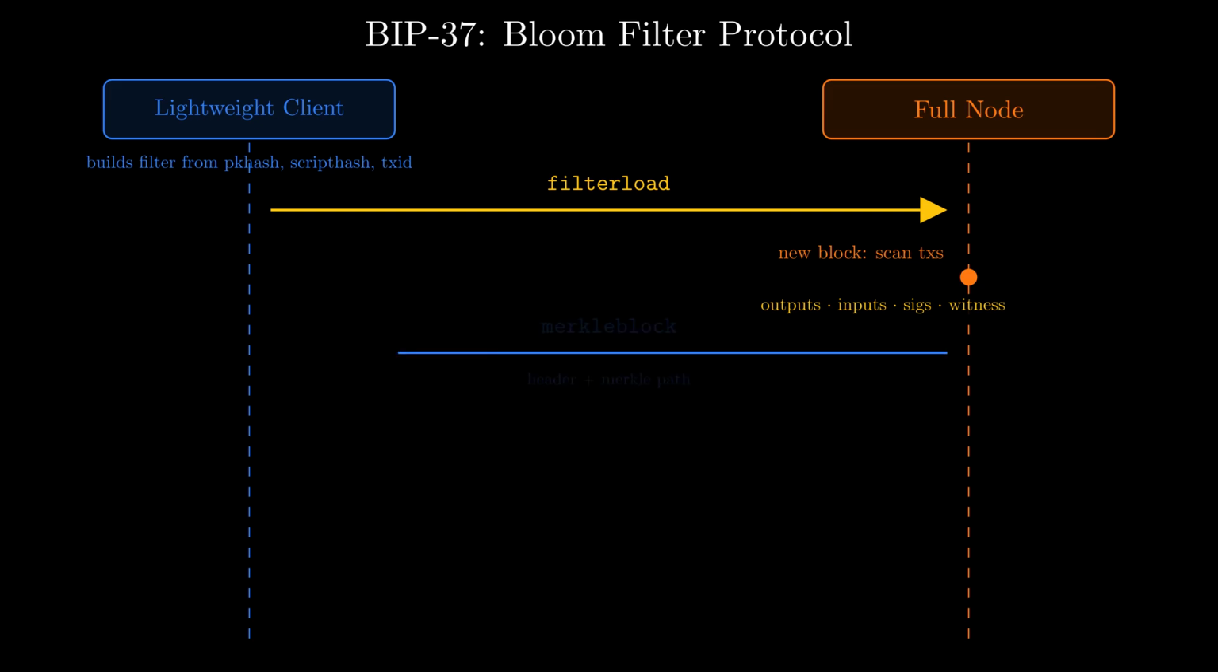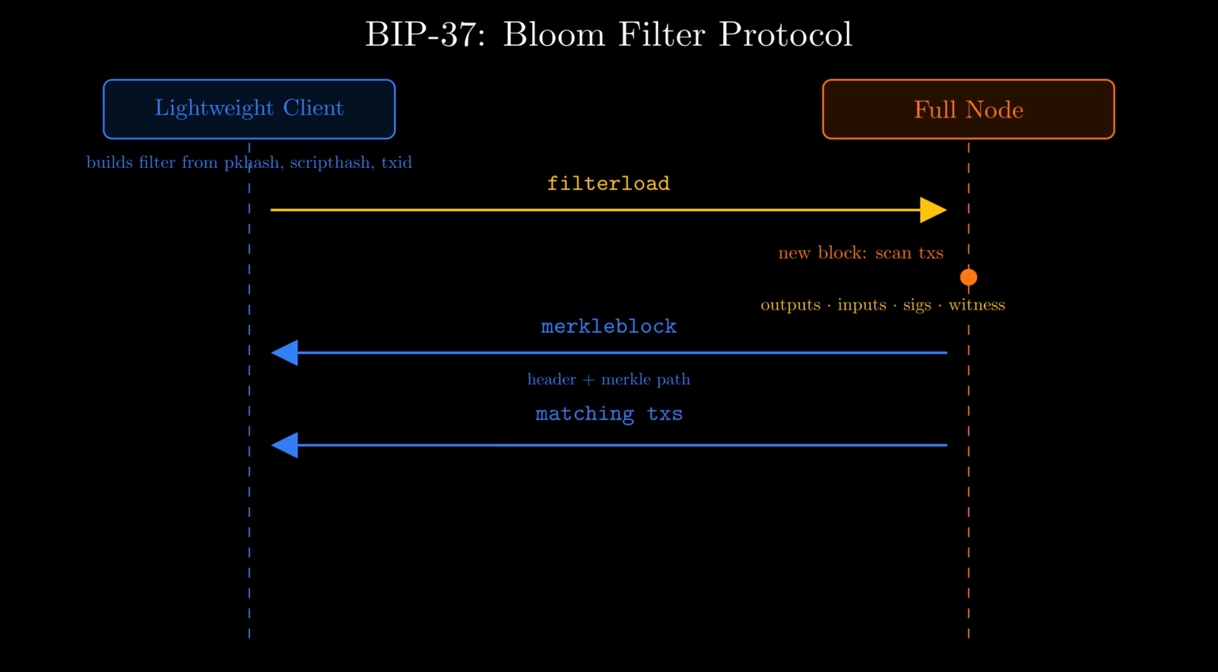When something matches, the peer responds with a merkleblock. The block header plus a Merkle proof proving inclusion, followed by the matching transactions themselves. The wallet verifies the proof and trusts the result.